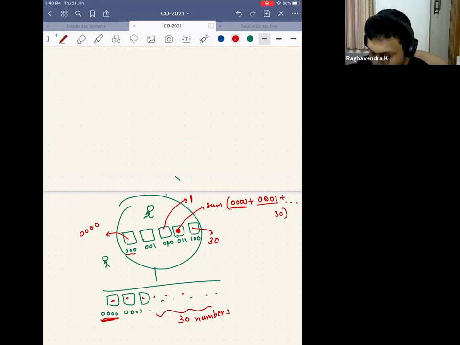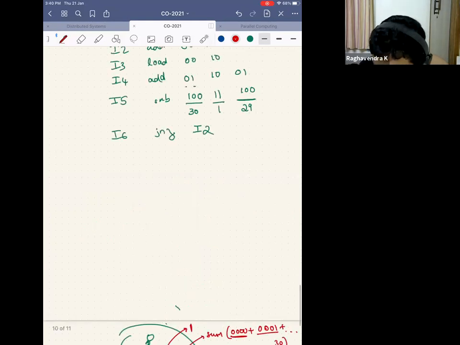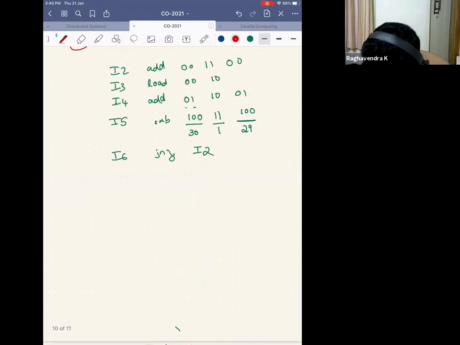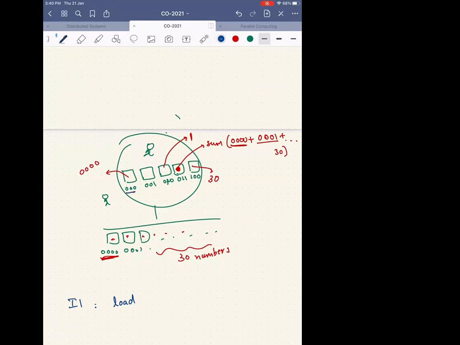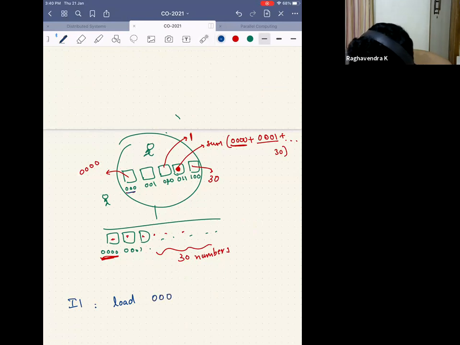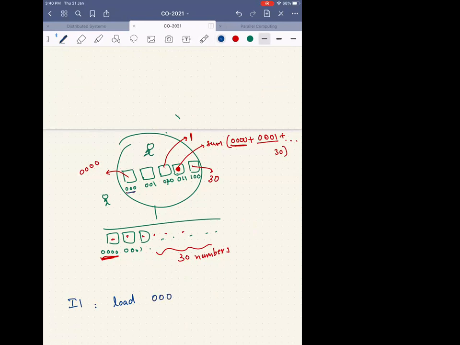And now I want to write a program to this. So how do I write a program to this? My first instruction will be, can anybody quickly say, looking at the previous thing, I want to load, what do I want to load? I want to load from this register, 0,0,0, and into where? In 0,0,1, maybe.